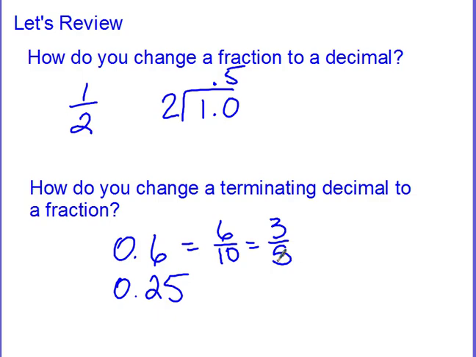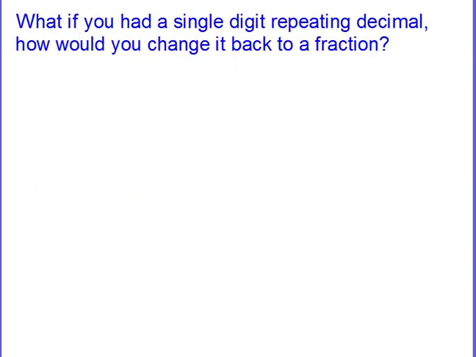0.25, well, you can't really change it that way, so we say it using correct place value. And the way you would say this one correctly is 25 hundredths. So we would write that as 25 over 100, which we know simplifies down to 1/4. So to change a terminating decimal to a fraction, you just say it correctly using place value.